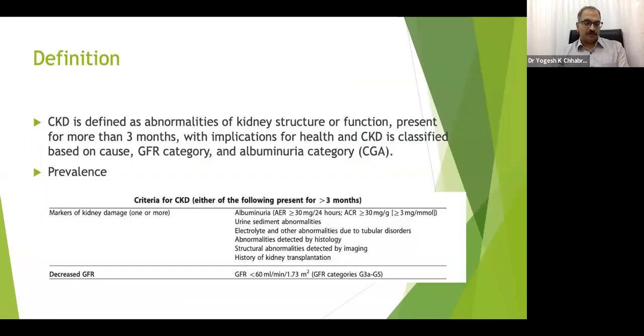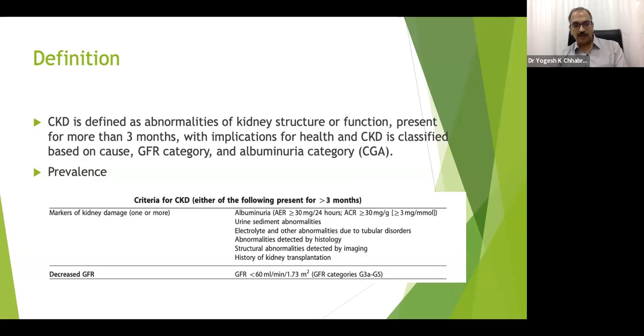As per the definition given by KDIGO, an international society which looks after the guidelines related to chronic kidney disease and its supportive data, chronic kidney disease is defined as abnormalities of kidney structure or function, present for more than 3 months, with implications for health. CKD is classified based on cause, GFR category and albuminuria category.